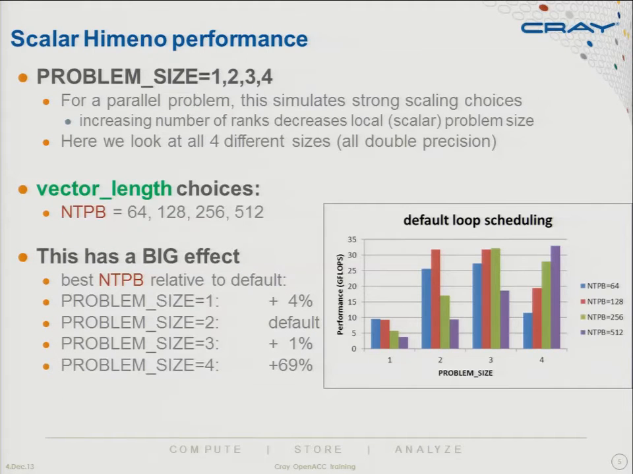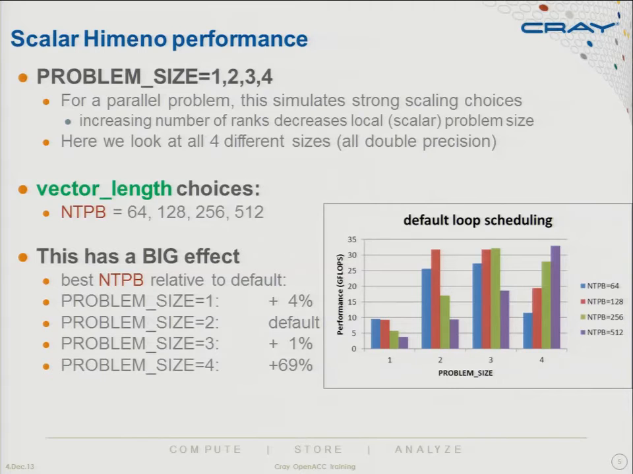So with this Himeno code, I've looked at 4 different problem sizes. So I'm thinking here that that is a strong scaling parallel code. So as I'm changing the number of ranks, I'm changing the local problem size. That's not what I'm doing. I mean, it's a scalar code. But that's why I'm thinking about all the different problem sizes here. We'll work in double precision, just because that happens to be what I worked in. We've got different vector length choices. So what I've done here is I've looked at 4 different problem sizes, and I've looked at the performance of the code, which is essentially the performance of the stencil kernel, because all the other kernels take no time.